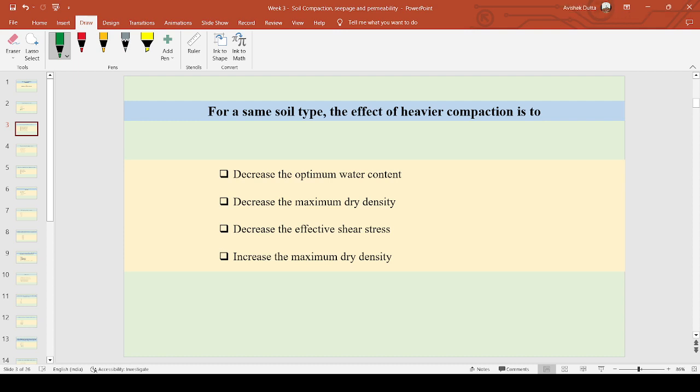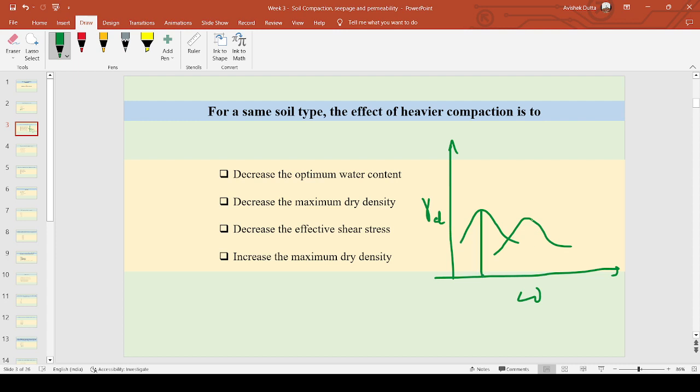For the same soil type, the effect of heavier compaction is shown. This is the graph between moisture content and dry density. This is one compaction curve. Upon increasing the compaction energy, the curve shifts towards the left and up. So what happens? The moisture content decreases and the dry density increases.